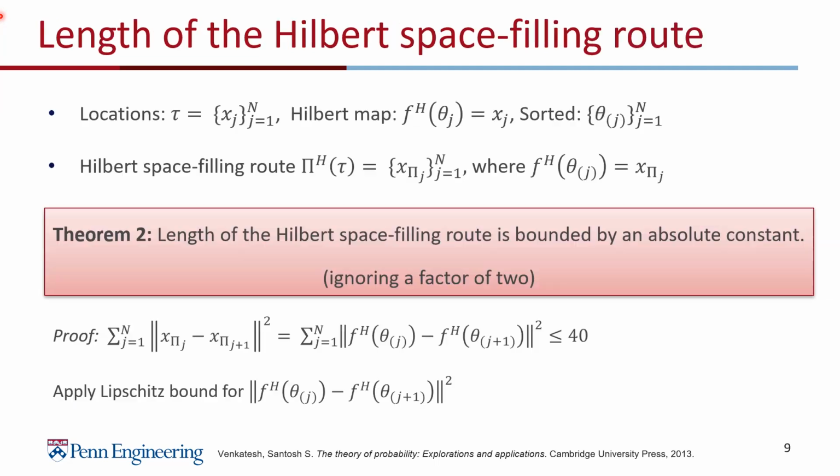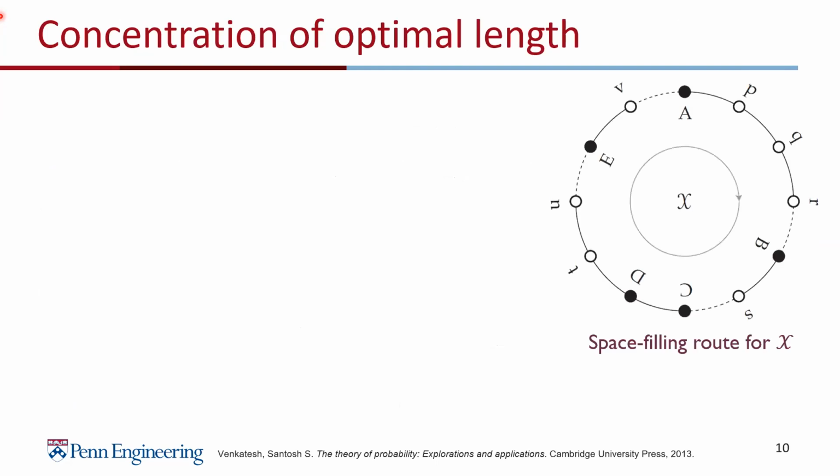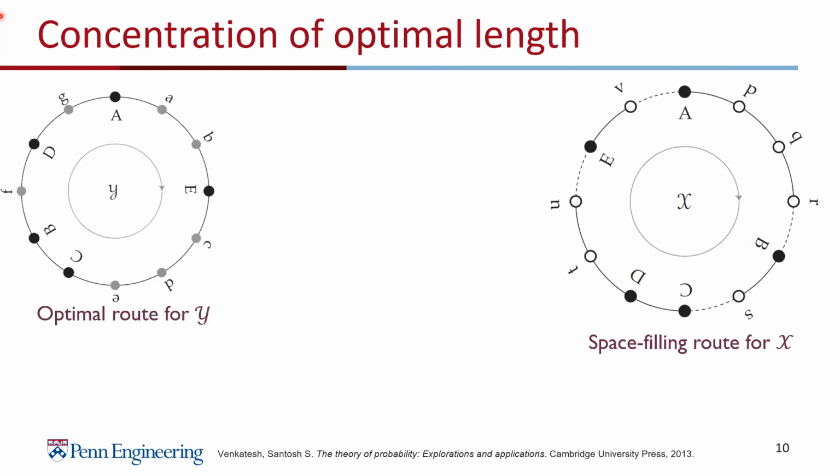Right. So having bounded the length of the Hilbert route, we hope to bound the length of the optimal route as well using this. And the idea behind this is, let's say you have a set of locations X, and you are able to compute the Hilbert route for this set of locations. Just for analysis, let's say you also have access to the optimal route for another set of locations Y.